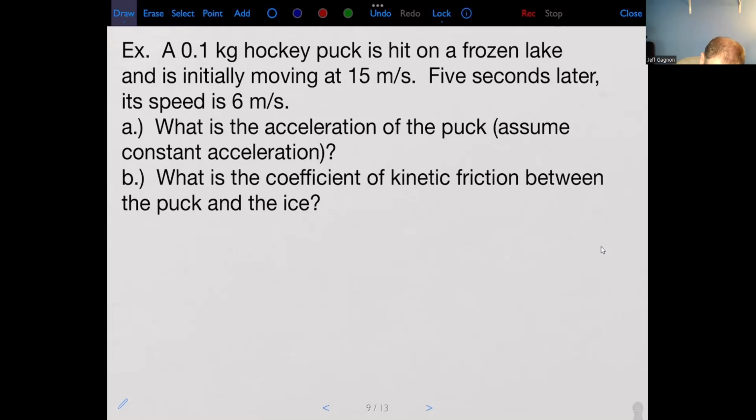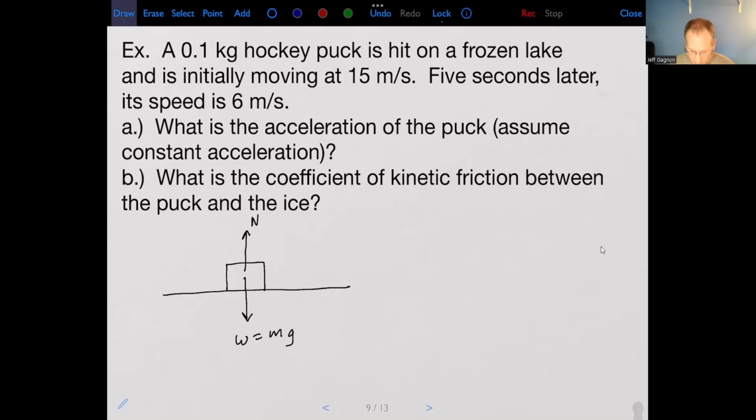Okay, so I'm going to draw a picture. Here is the puck. What are the forces acting on it? Well, it has a weight for sure. So there's a gravitational force, the force that the Earth exerts on the puck. There's a normal force, the force that the ice exerts on the puck perpendicular to the surface. I'll just call that N for normal force.